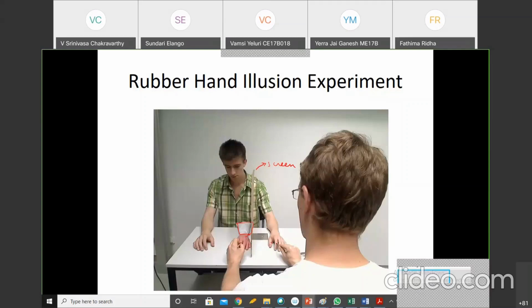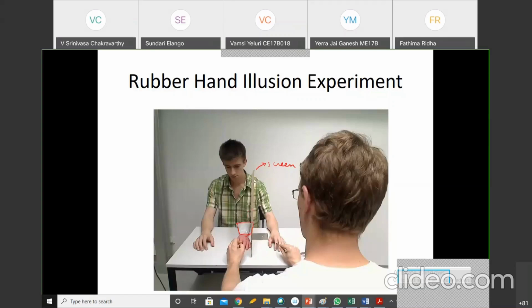So what happens after some time is, suddenly the experimenter gets up and takes a big hammer and bangs on the rubber hand. The subject has a huge shock and has a startled response, and in fact jumps back in alarm at that stimulus. Because the subject becomes so deeply identified with the rubber hand, he almost starts thinking that it is his original hand.